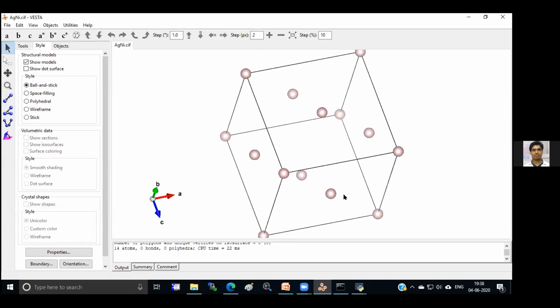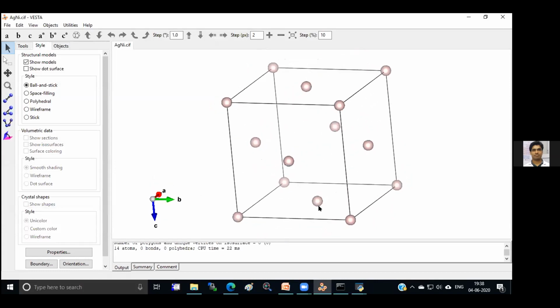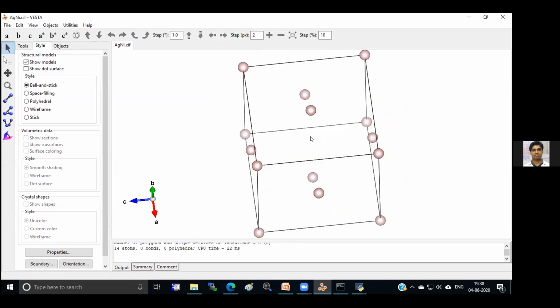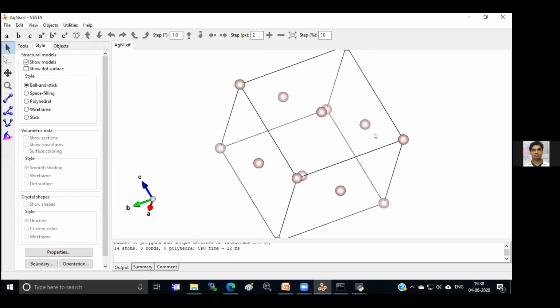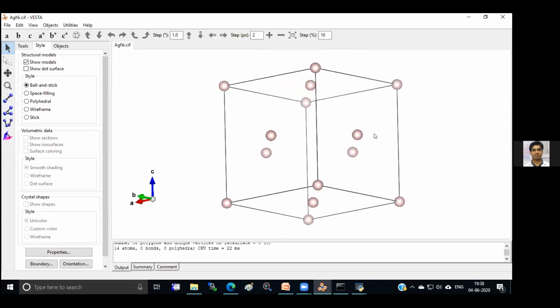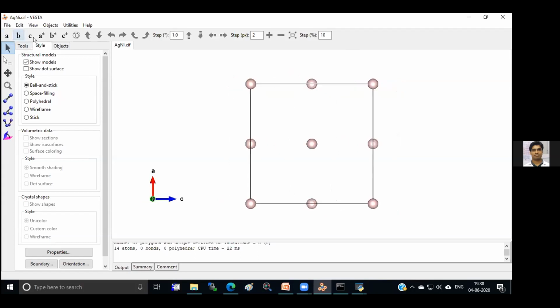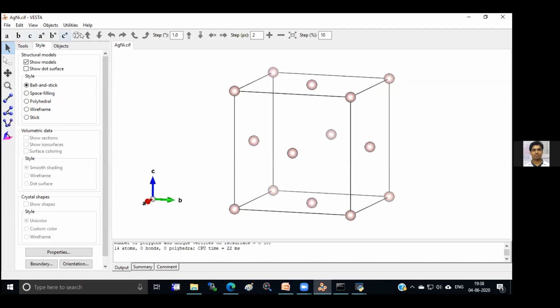Now look at this. Silver nickel has the face-centered cubic crystal structure. So this is the three-dimensional visualization. You can project it along the x-axis, and silver nickel has the face or their reciprocal axis. This is the conventional three-dimensional visualization.